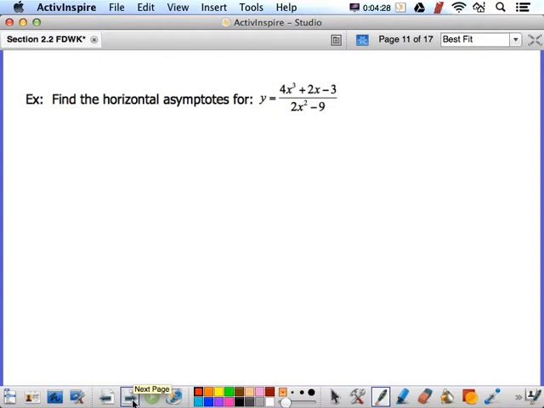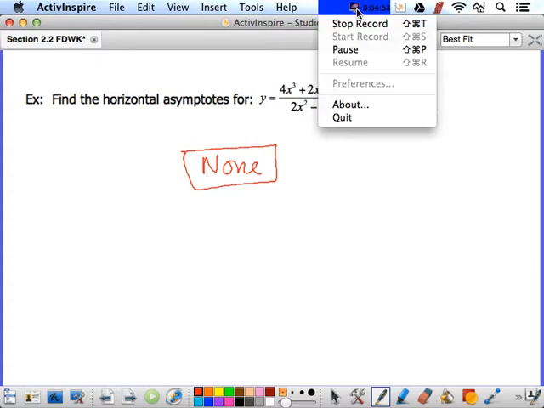How about this guy? y equals 4x cubed plus 2x minus 3 over 2x squared minus 9. Does it have a horizontal asymptote? No. Why not? Because the highest power is on top. Perfect. I don't know if you remember this or not, but it does have a slant asymptote because the highest power on top is one more than the power on bottom. But we're not going to get into slant asymptotes today.